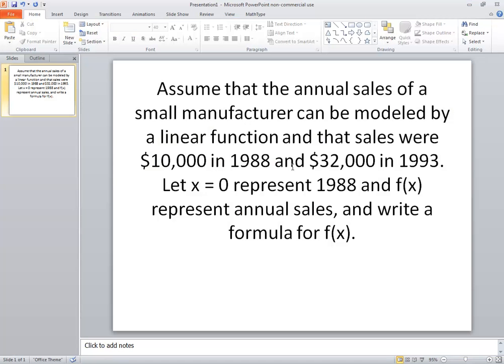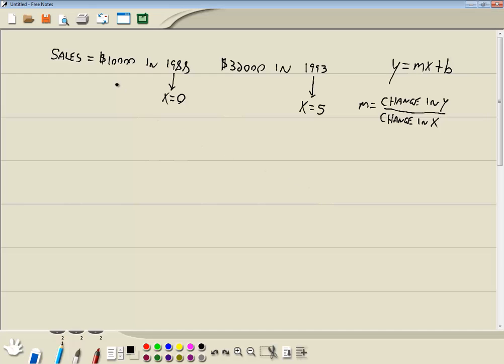Okay. And they tell us then, let f of x represent annual sales. So this is going to be f of x. And remember, another letter that corresponds to f of x is y. And this will be f of x, or y. So it looks like each one of these gives us an x and a y, which means we have 2 points. This point is 0, 10,000. This point here is 5, 32,000.